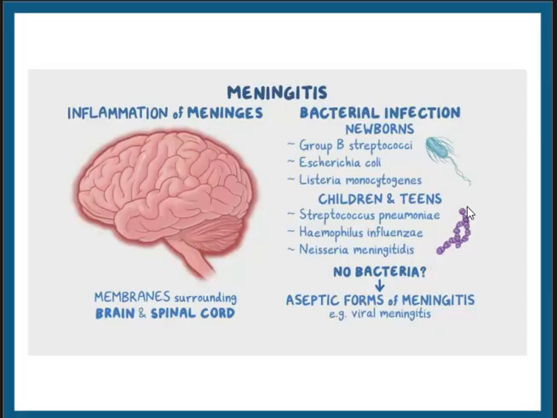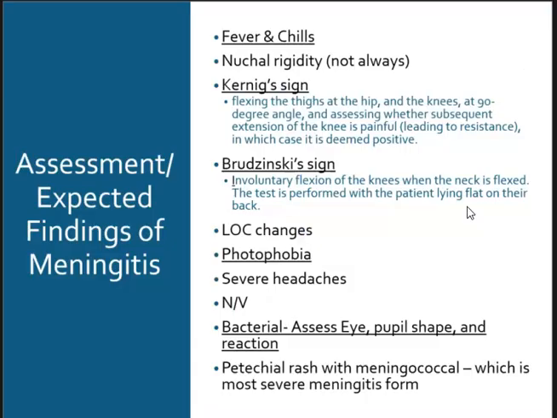So bacterial infection, group B strep, E. coli, we could do listeria, it could also be pneumococci, H. influenza, Neisseria, meningitis, but it can also be viral, and your viral is going to likely be herpes. Herpes is the biggest culprit. And don't forget, bacterial meningitis, it equals deadly.